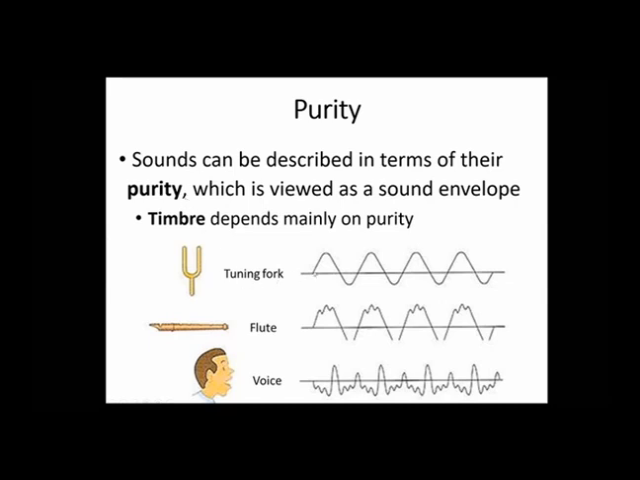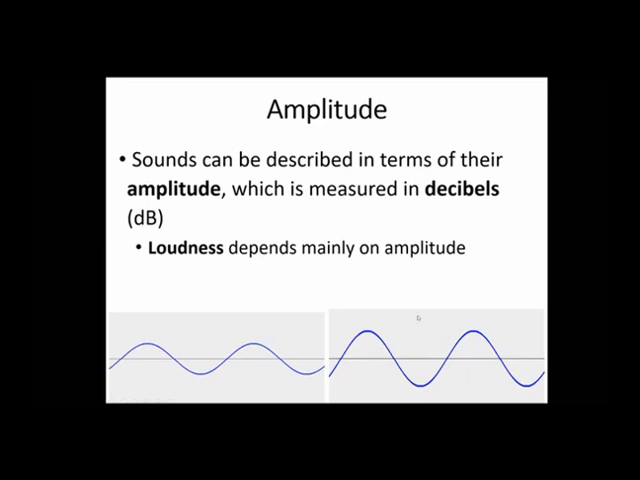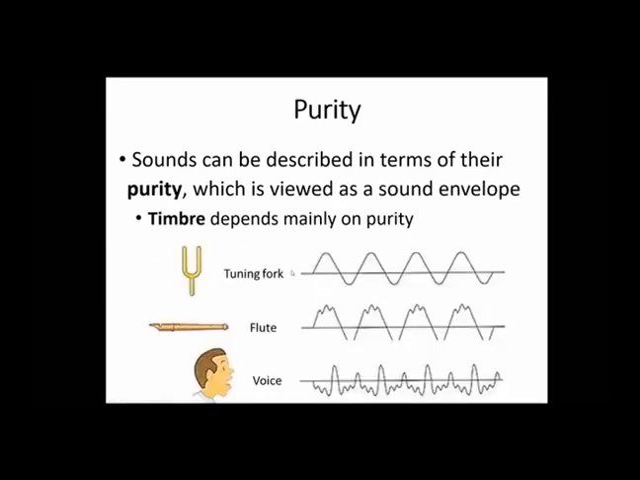And so when we talk about timbre being related to purity, we're basically asking what is the quality of the sound that we're hearing. So all of these examples here have been pure tones. So something kind of like a tuning fork, where you see these nice clean oscillations, these nice clean waves with no weird stuff going on. So that's a pure tone.